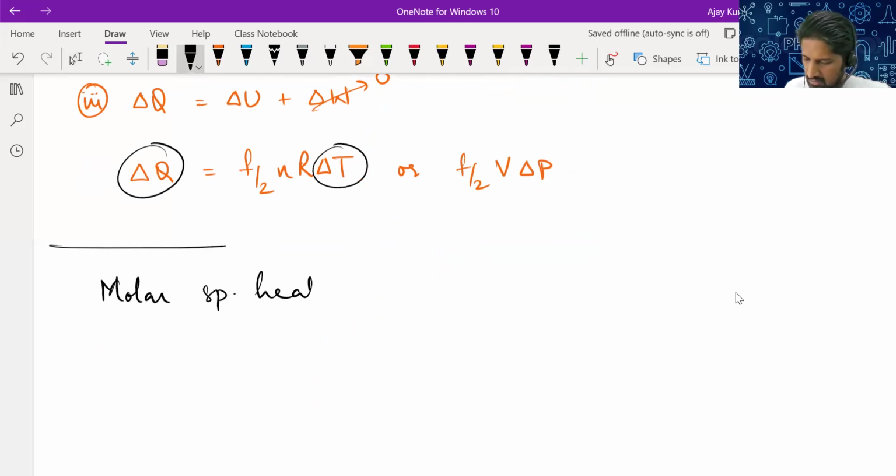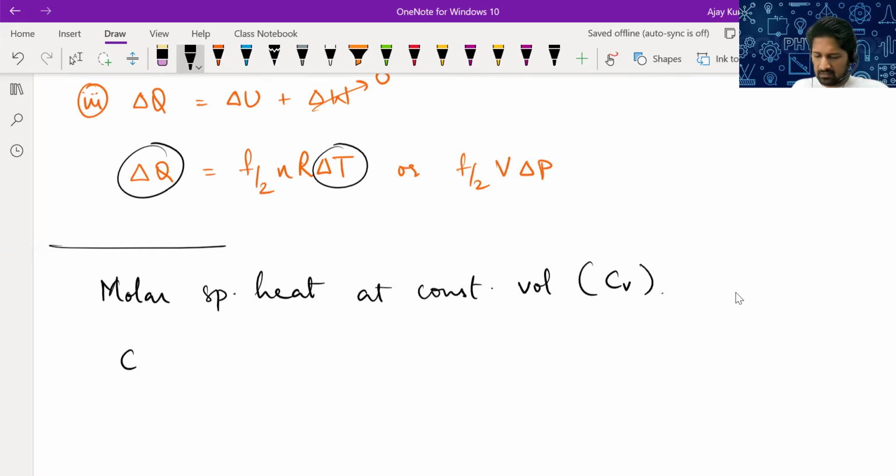Let us do that. Molar specific heat. And what kind of process is this? Isochoric process. So at constant volume, we call it CV. Molar specific heat symbol is C. Since the volume is constant, we call it CV.